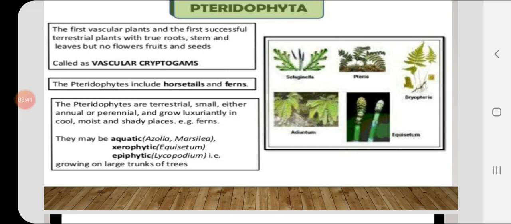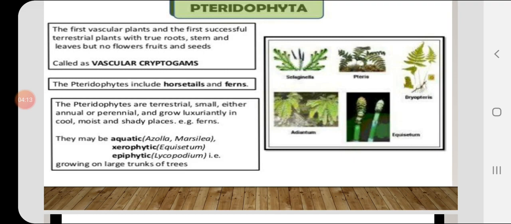And they grow luxuriantly in cool, moist and shady places. That means pteridophytes grow in moist, cool places where we find humidity. Moisture is required for the growth of pteridophytes. Shady places. Examples for this type of pteridophytes are ferns. Some of the pteridophytes may be aquatic. Examples for aquatic pteridophytes are Azolla and Marsilea.